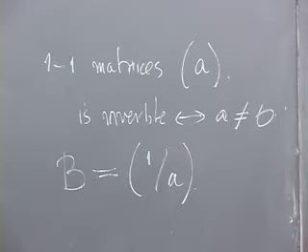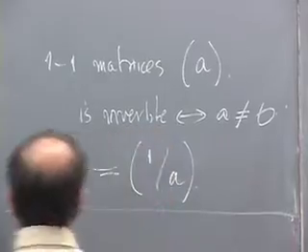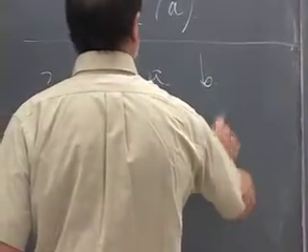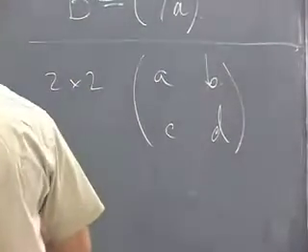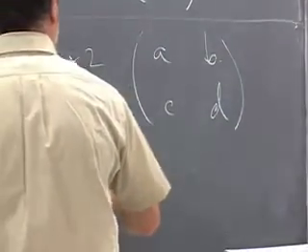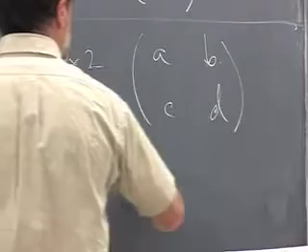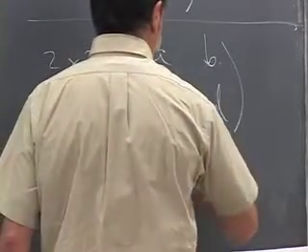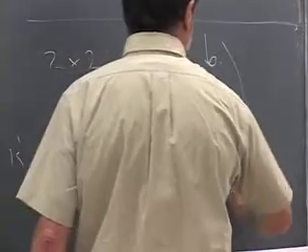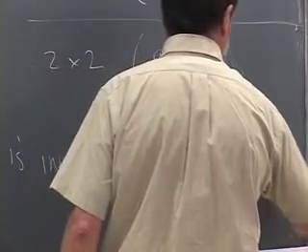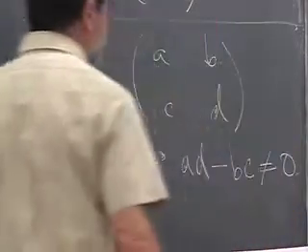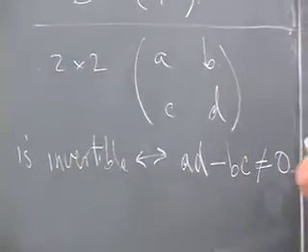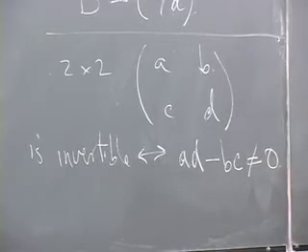For 2 by 2 matrices, invertibility turns out to be, I'll just give you the answer, if and only if a certain quantity is non-zero, namely if you take the product of A by D and you subtract off the quantity BC, it is not equal to 0. And in fact, if that's the case, I'll write down the inverse matrix for you.